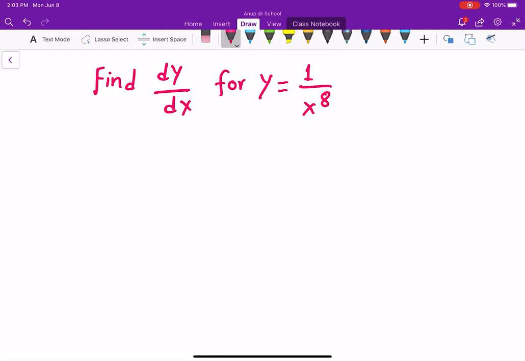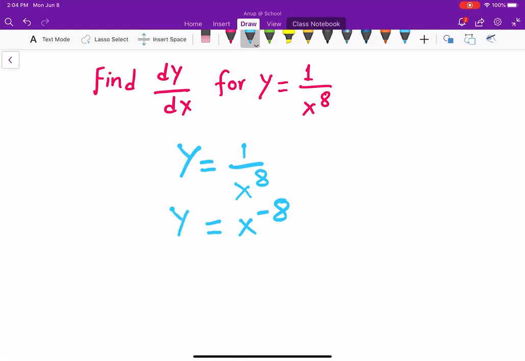Find the derivative of y with respect to x for y equal to 1 over x to the power 8. So in this example, we are given that y equal to 1 over x to the power 8 is a function. Our goal is to find the derivative of this with respect to x. The given function 1 over x to the power 8 can be rewritten as x to the power negative 8, by changing the positive exponent into a negative exponent.